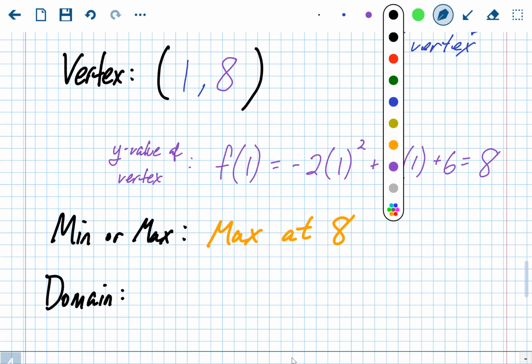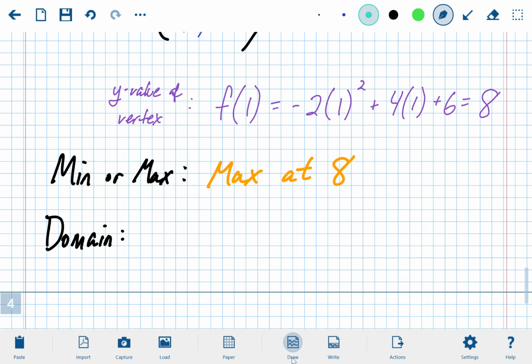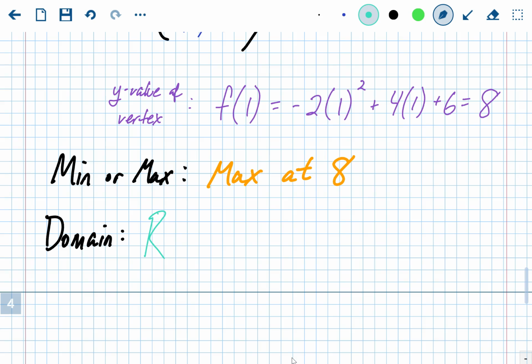The domain's the same as it is for all of these problems. The domain's going to be all real numbers. So fancy R, or you could do negative infinity to infinity. The range is dependent on that min and max value.